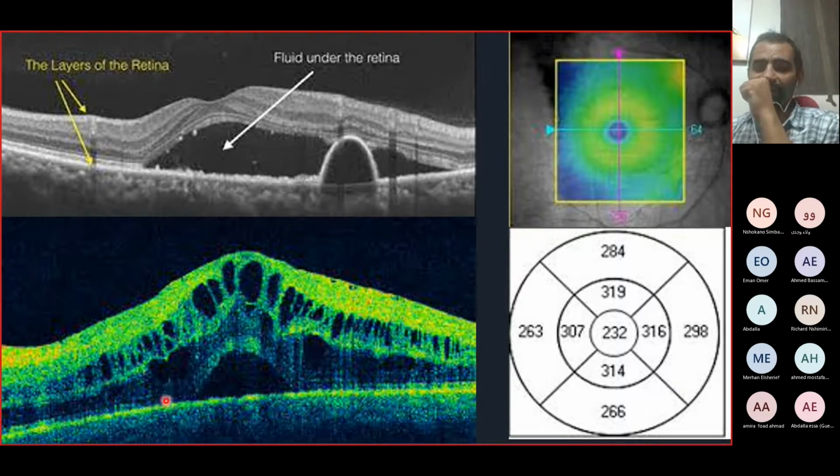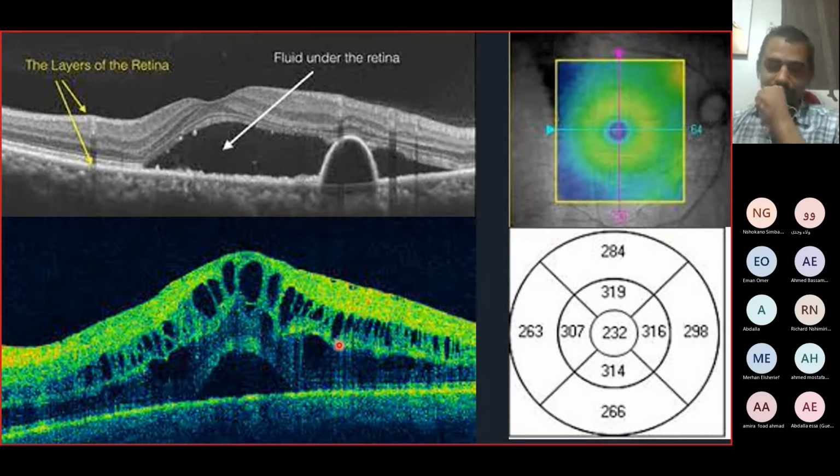So this appearance will give me many things to think about, but at least I can say that this one is not Harada disease and it's not CSR, because usually Harada disease and CSR are characterized by absence of intraretinal fluid.